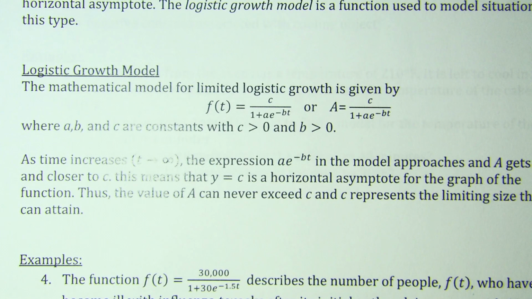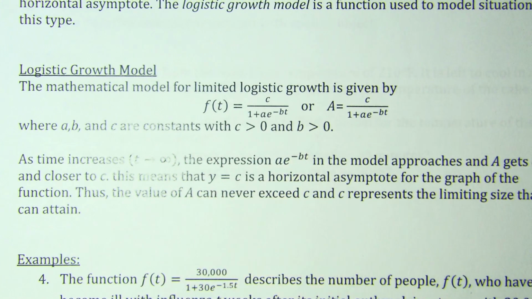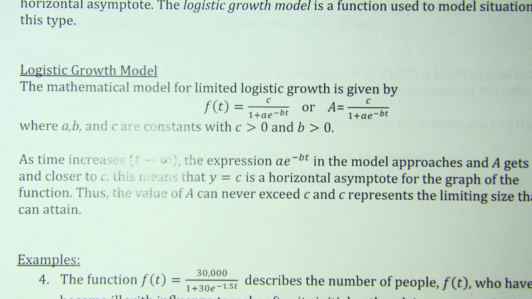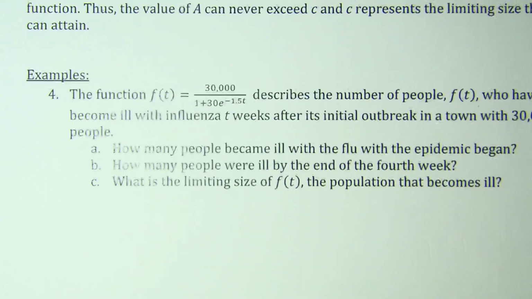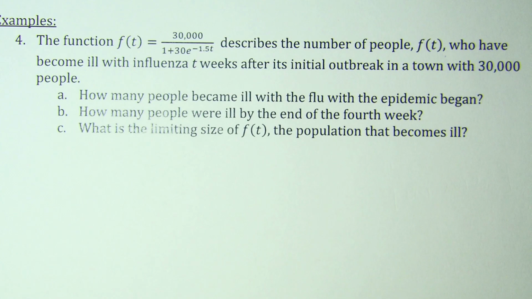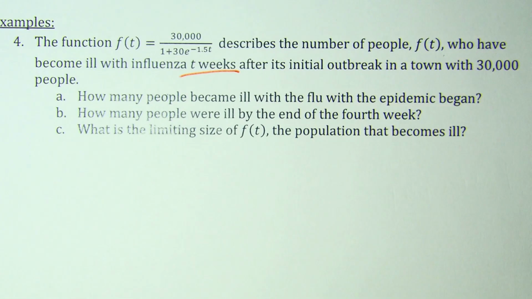Let's talk about what each part of it means. A, B, and C are constants. C and B have to be positive, and this C value is called the limiting value. It's the maximum amount of growth, essentially. So going back to the example that we just read, the first part says, how many people became ill with the flu when the epidemic began? Now again, t is representing time, t weeks, and when the epidemic began, no time had passed, so that's when t equals 0.